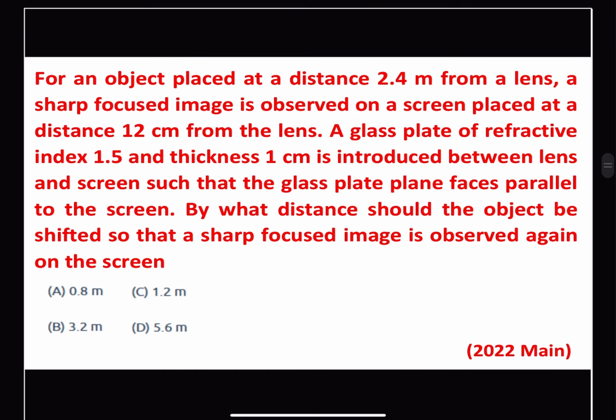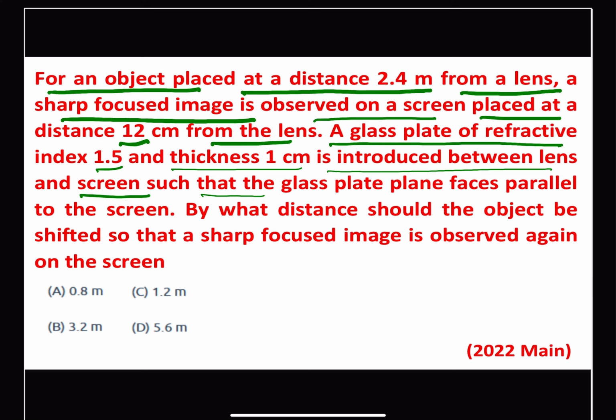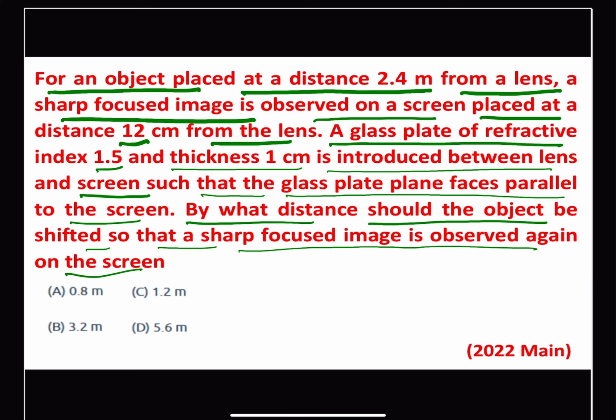It states that for an object placed at a distance of 2.4 meter from the lens, a sharp focused image is observed on the screen placed at a distance of 12 centimeter from the lens. A glass plate of refractive index 1.5 and thickness 1 centimeter is introduced between the lens and the screen such that the glass plate faces parallel to the screen. By what distance should the object be shifted so that a sharp focused image is observed again on the screen?